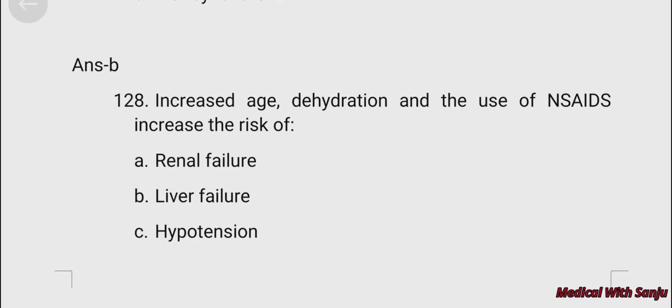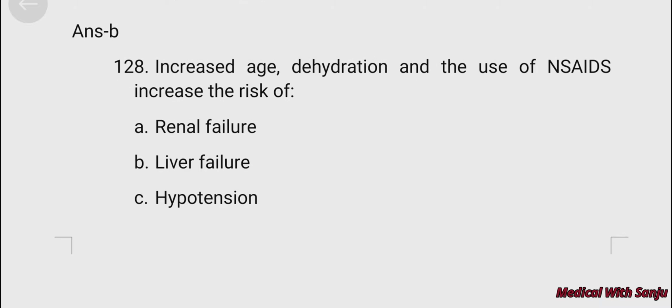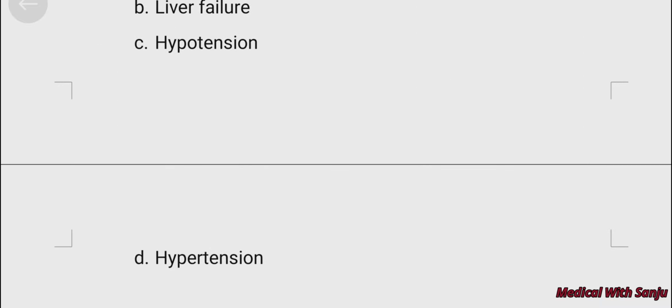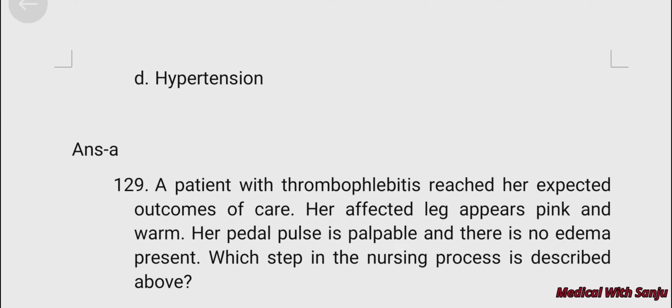Question 128. Increased age, dehydration and the use of NSAIDs increase the risk of: option A, renal failure; option B, liver failure; option C, hypotension; and option D, hypertension. Increased age, dehydration and NSAIDs increase the risk of renal failure. Option A is the right answer.